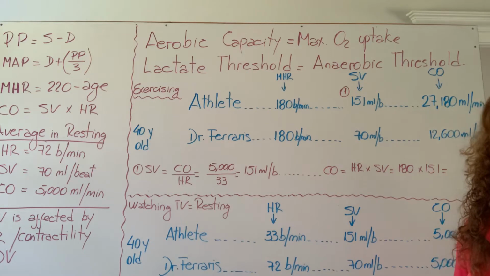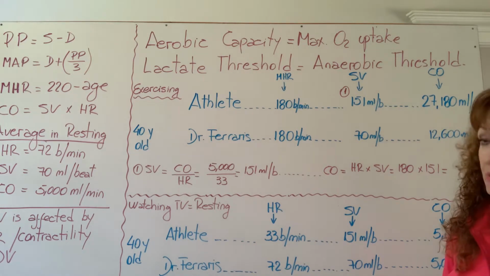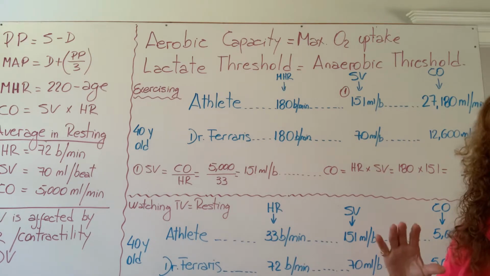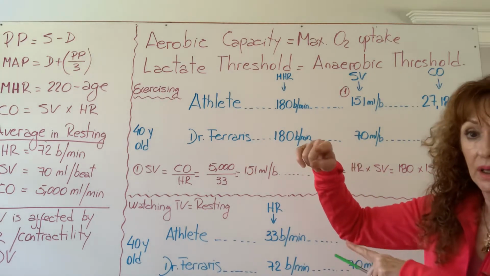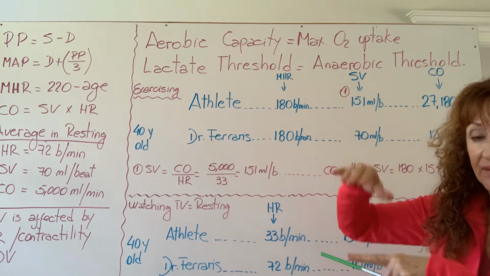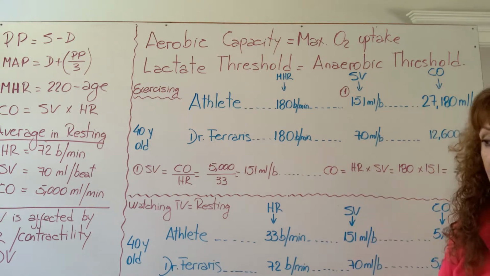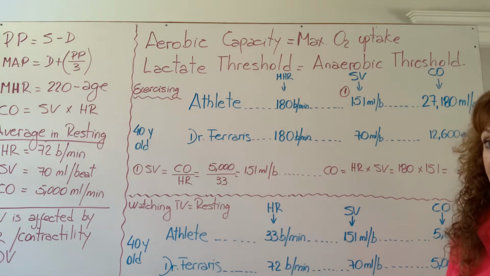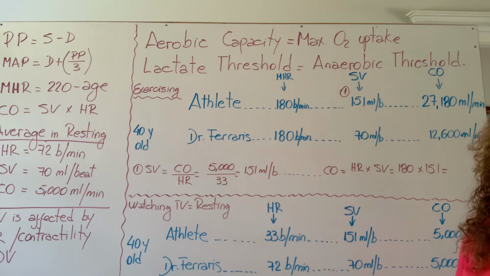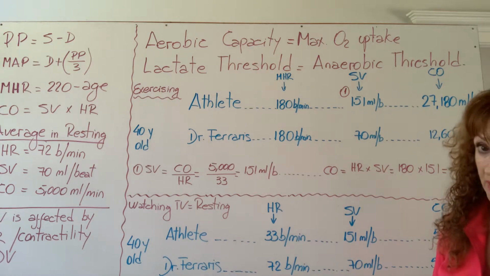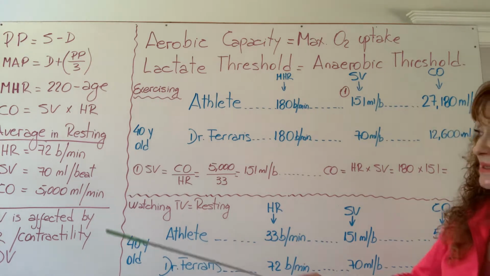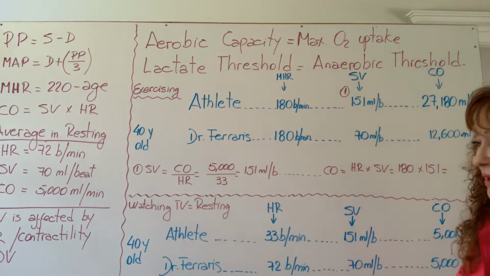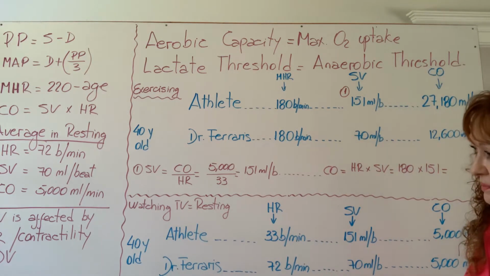5,000 milliliters per minute represent 5 liters per minute, and represent 10 of the little plastic water bottles, the half-liter water bottles, which represent 500 milliliters. So when you count 10 bottles of those, that represents one cardiac output average in an adult.